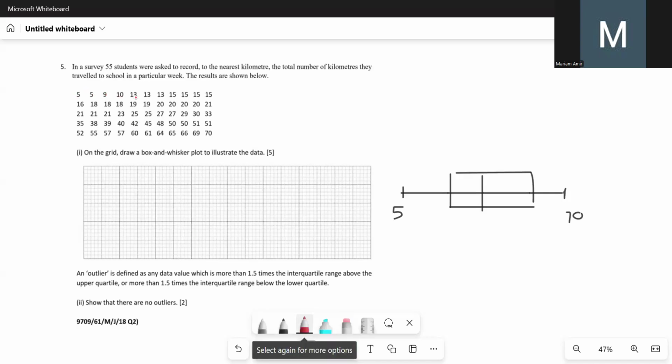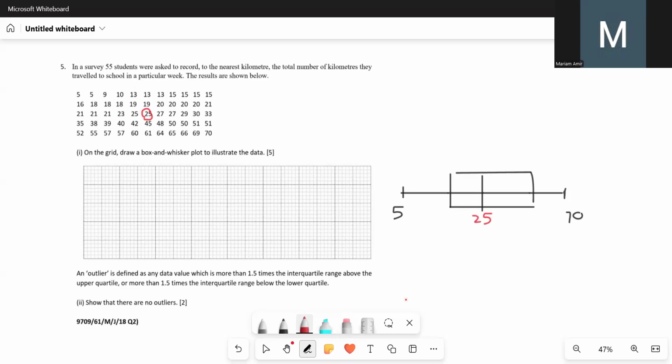So 1, 2, 3, 4, 5, 6, 7, 8, 9, 10, 11. This will be 22. So 23, 24, 25, 26, 27, 28. This is going to be the median, which is 25. So we'll mark 25 here.